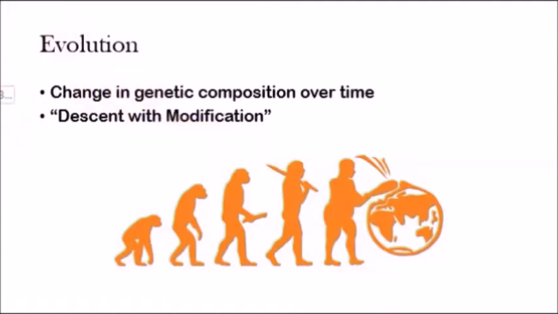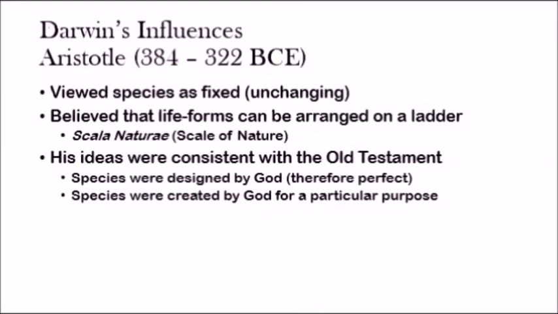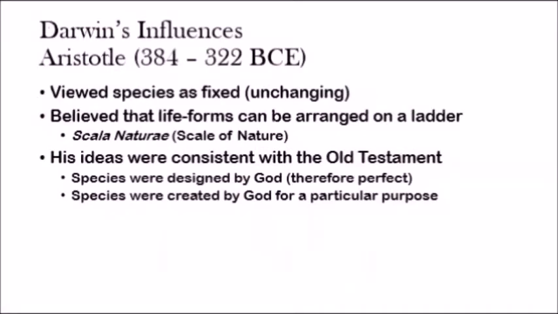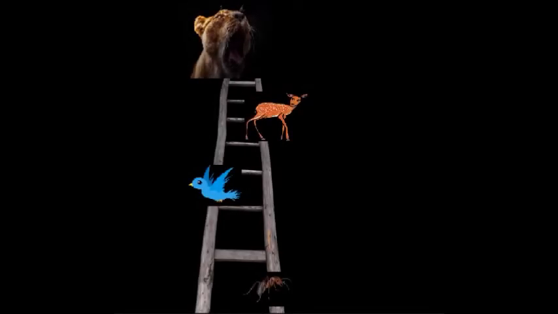Okay. Now, the first of Darwin's many influences was Aristotle. Aristotle viewed species as fixed, unchanging, meaning that an organism could not evolve. Evolution, this does not exist. A chimpanzee will stay as a chimpanzee and a human being will stay as a human being. And he believed that life forms can be arranged on a ladder, which he called the scale of nature. So basically he created this huge ladder with all the organisms that were known at the time.